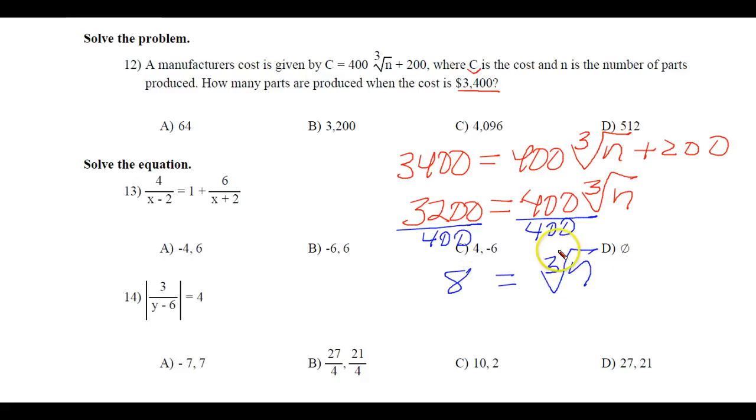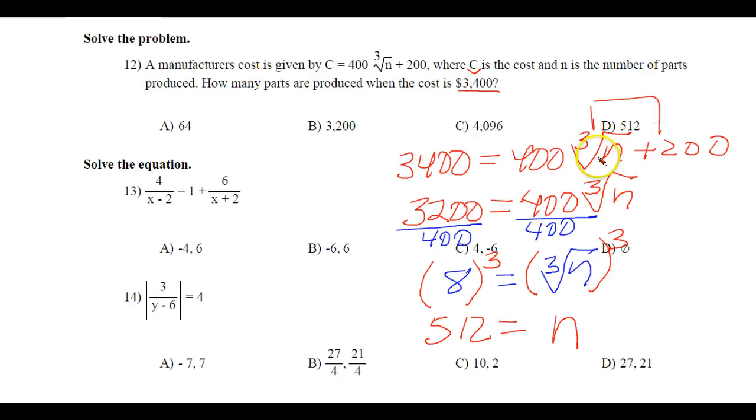Now, to get rid of a radical sign, the rule is whatever the index number is, we raise that to that power. If we do it to that side, though, we must do it to this side. So this just gives us the letter n then, and that is 512. And that is letter D. So again, knowing how to deal with radical equations is one of the skills.